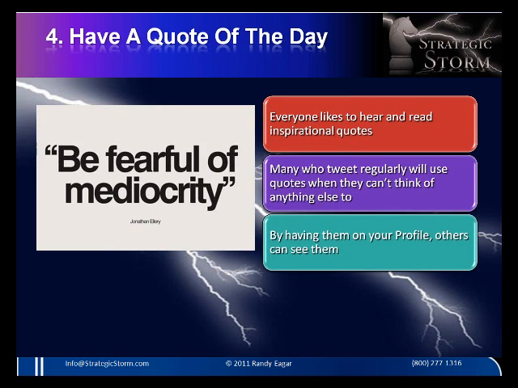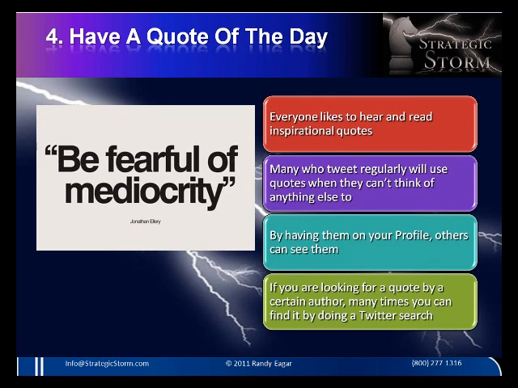Let's say that you like to store your quotes so that others can see them during any given period of time. By having them on your profile, others can see them as well, but only if they're following you, which you would have if they or you approve them. By the same token, if you're looking for a quote by a certain author, many times you can find them by doing a Twitter search. Indeed, this also opens up your database to those whom you're not following. If you find that there's a person who has several quotes by an author that you like, you can follow him or her as a point of reference. And the same holds true for you if you hold quotes by famous authors.